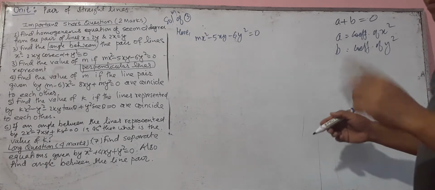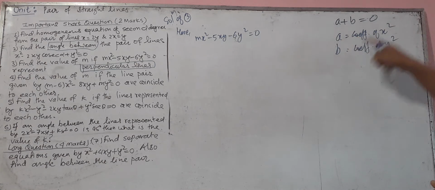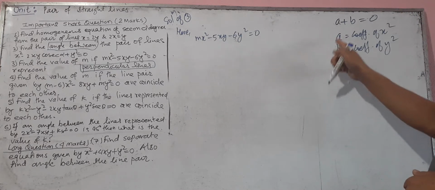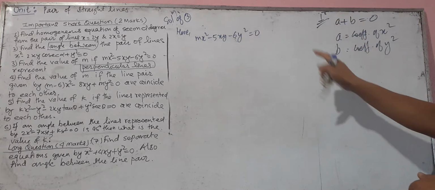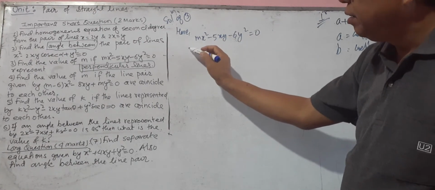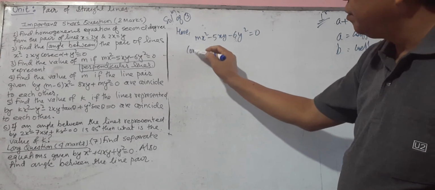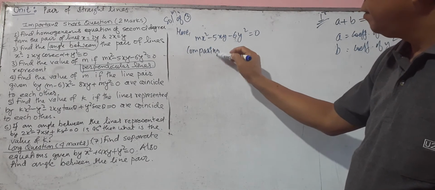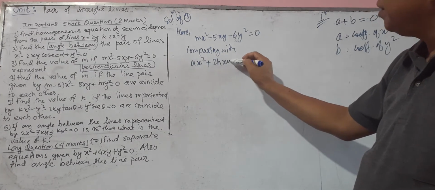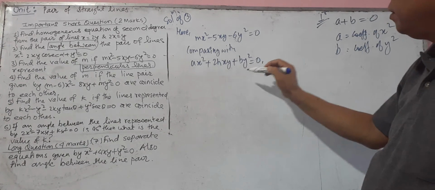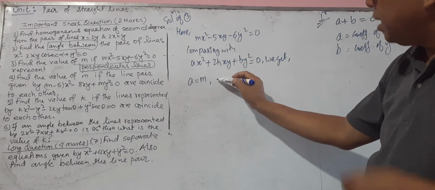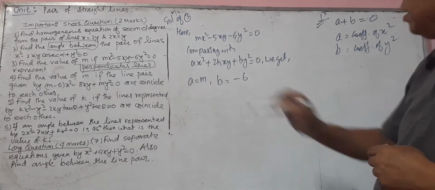I forgot to write down: a equals the coefficient of x square, b is equal to the coefficient of y square. So to get the values of a and b, for this condition of perpendicular, we have to compare the given homogeneous equation with the standard homogeneous equation of degree 2. So comparing with ax square plus 2hxy plus by square equal to 0, we get a equal to m and b equal to minus 6.